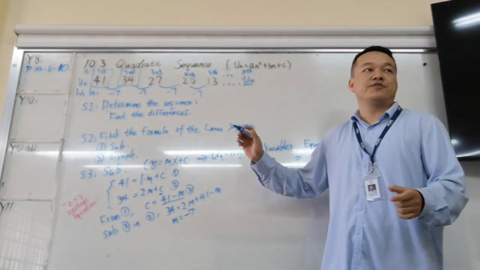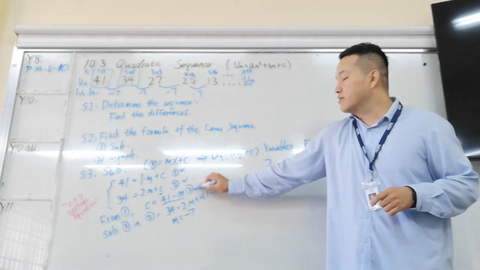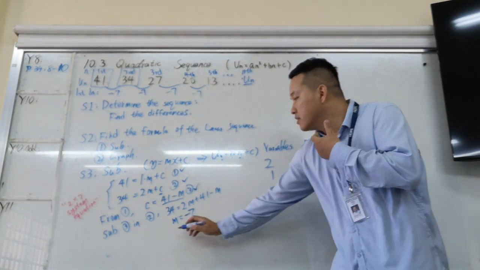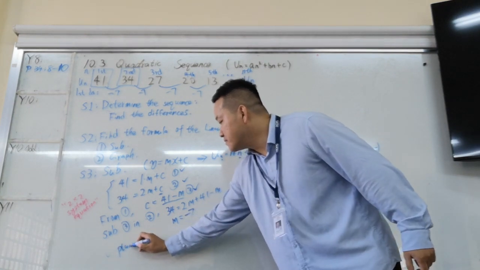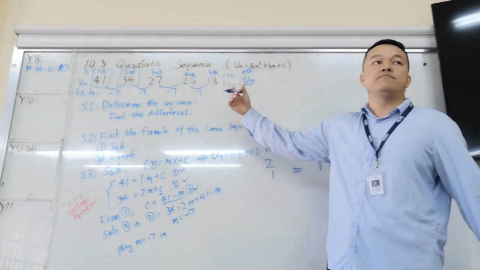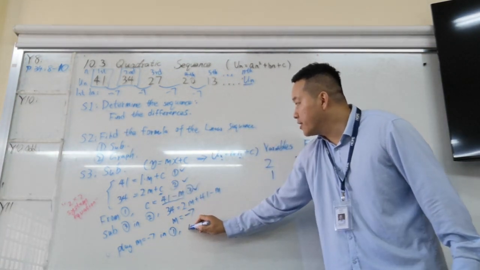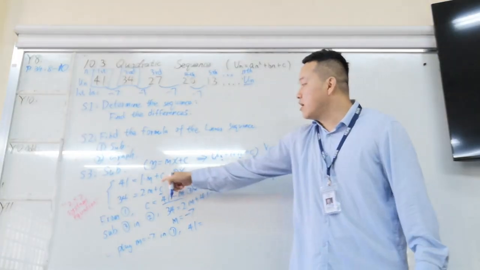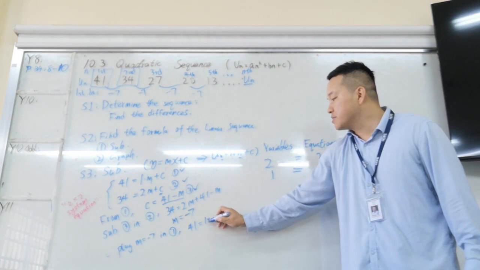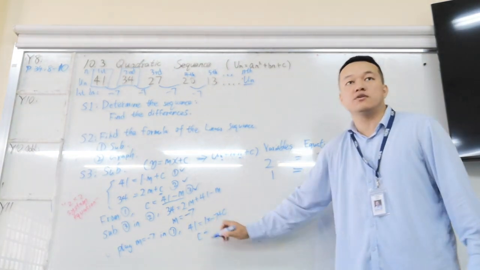You can plug your m into this one, or this one. They all work. So let's say plug m is equal to -7 into the first equation yourself. And you got 41 is equivalent to, it's no longer m, it's -7. 1 times -7 plus c. And your c is equivalent to, okay.